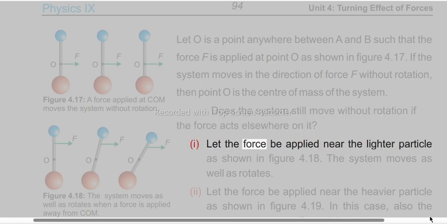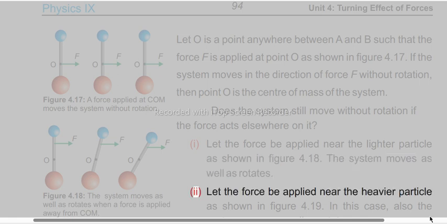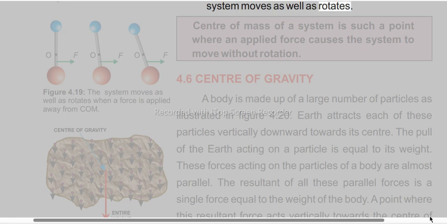1. Let the force be applied near the lighter particle as shown in figure 4.18. The system moves as well as rotates. 2. Let the force be applied near the heavier particle as shown in figure 4.19. In this case also the system moves as well as rotates. Center of mass of a system is such a point where an applied force causes the system to move without rotation.